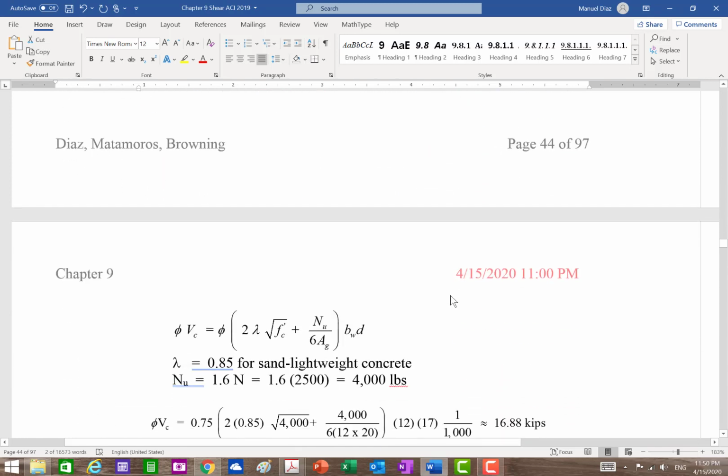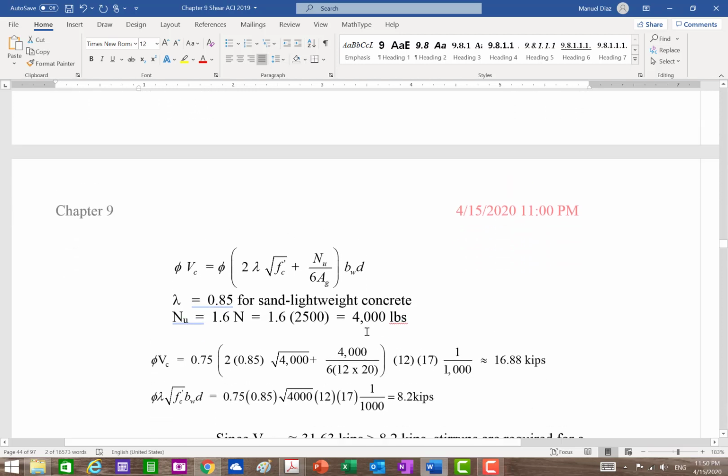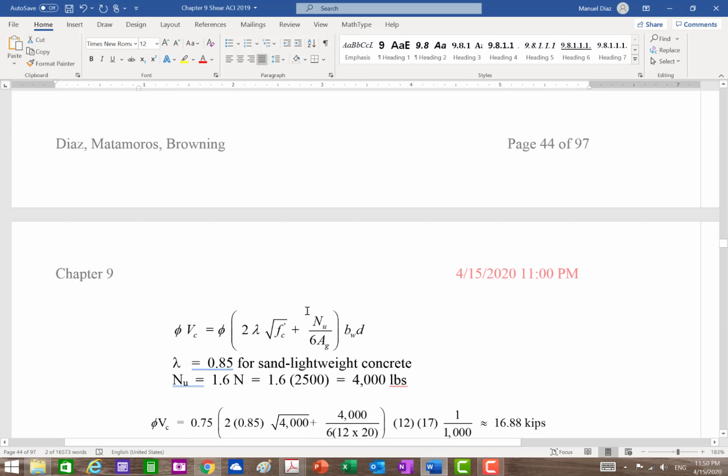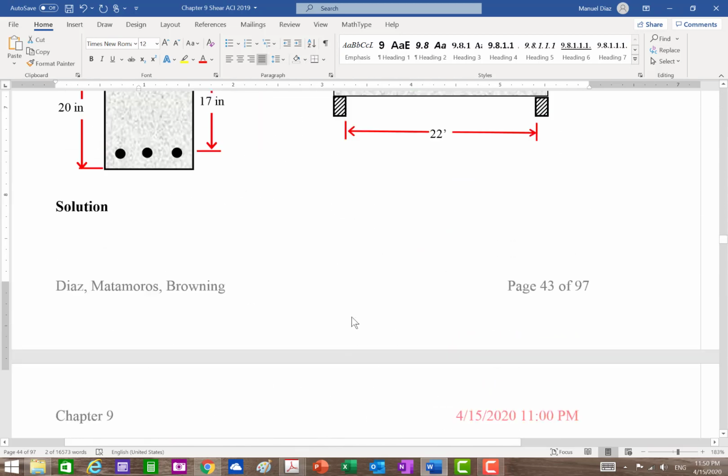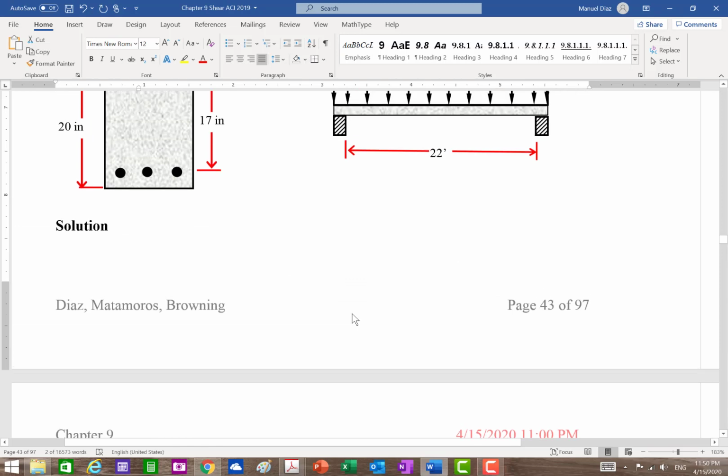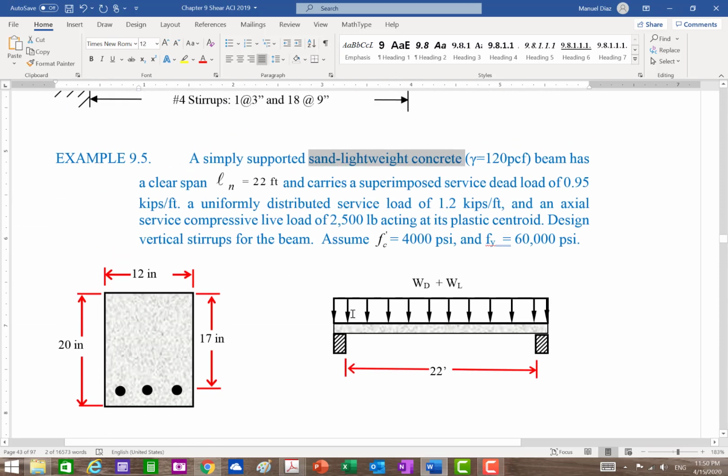With that, you go and find your phi V sub c. The only difference in this equation, well, wait a minute. You said there is an Nu. I didn't pick up that one. So this example has an axial load. Oh, yes. You have an axial load. Right? Oh, so the example has an axial load. So you have two things in this one: lightweight concrete and axial load.